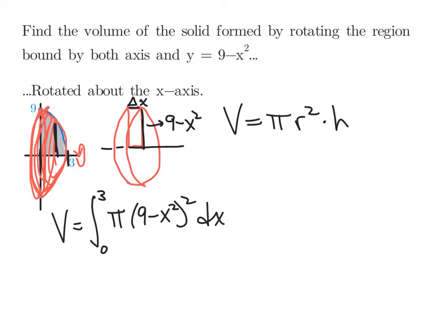I won't take the time now to go through all the steps, but if you calculate this out, you should get 129.6 pi, which is 407.150.